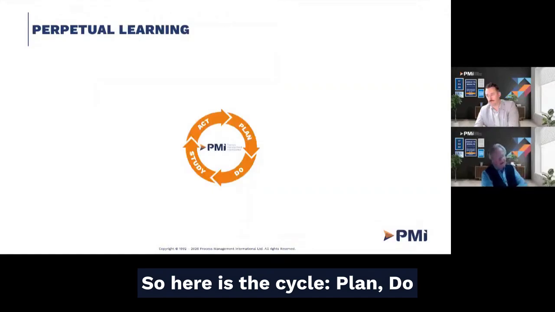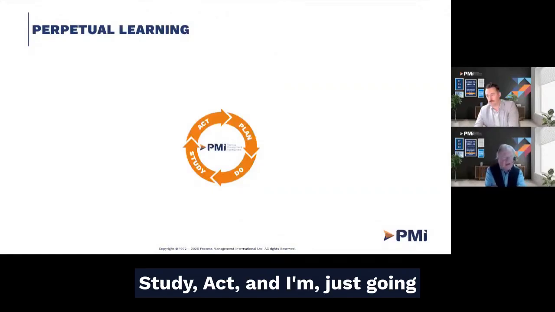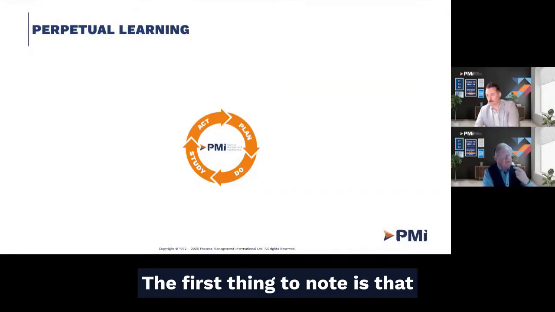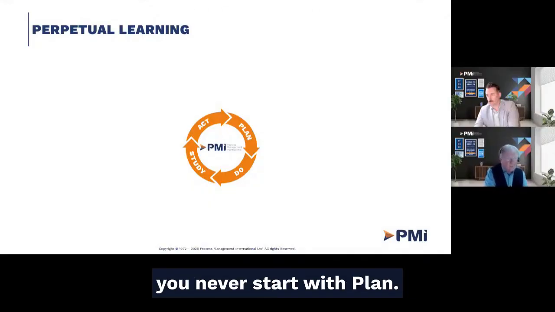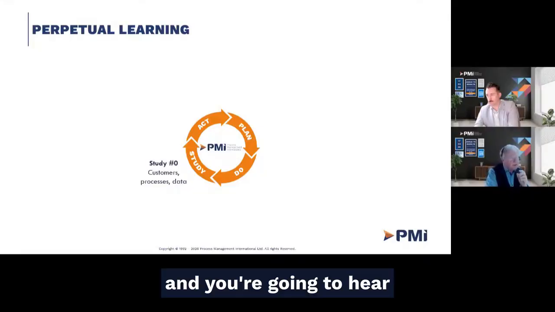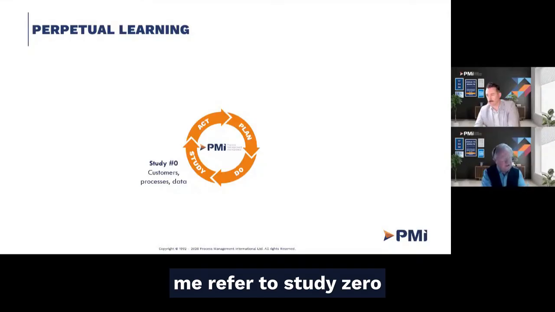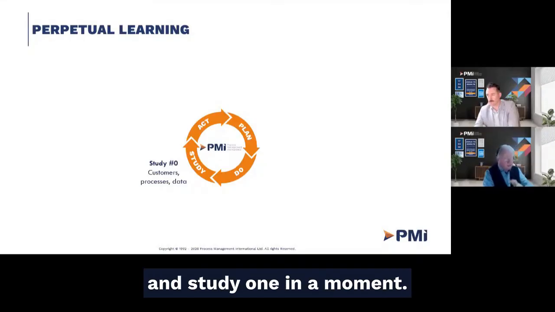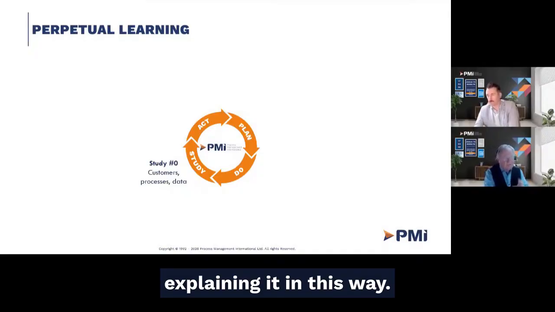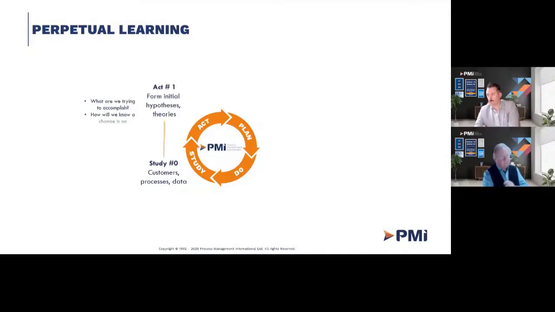Here is our cycle: plan, do, study, act. And I'm just going to explain how it works. The first thing to note is that you never start with plan. You start with study zero. And you're going to hear me refer to study zero and study one in a moment. And there is a reason for me explaining it in this way. And so it hopefully will hold together.